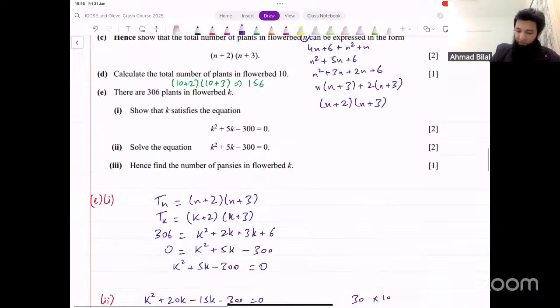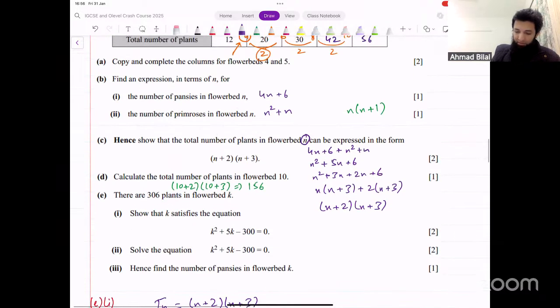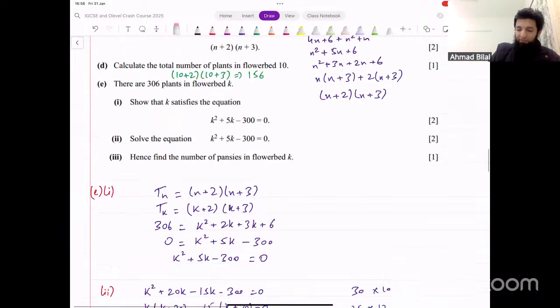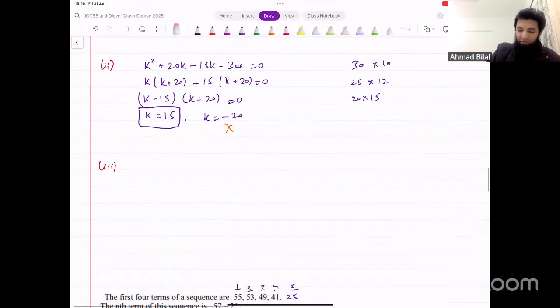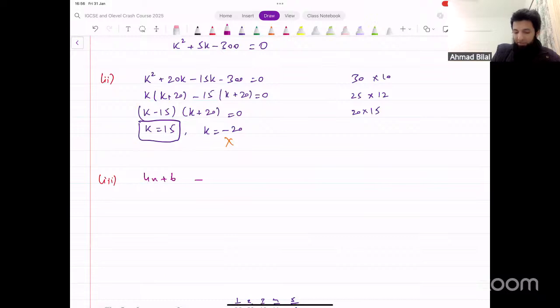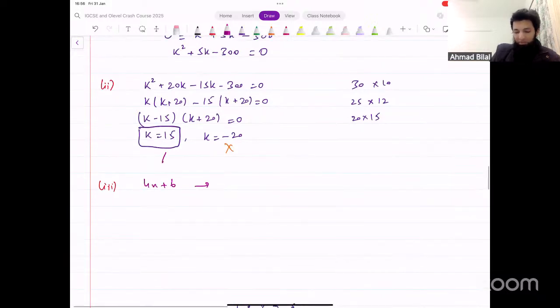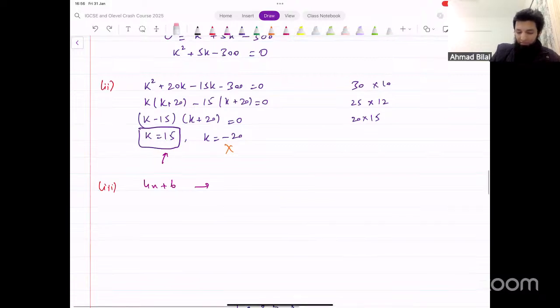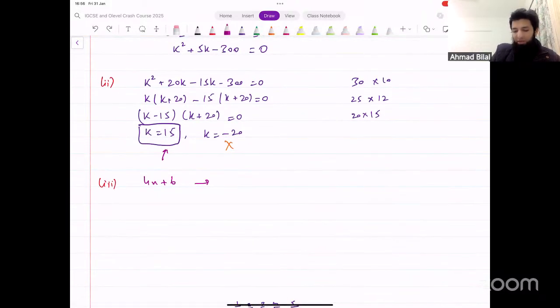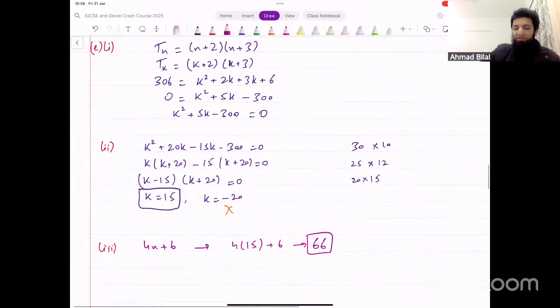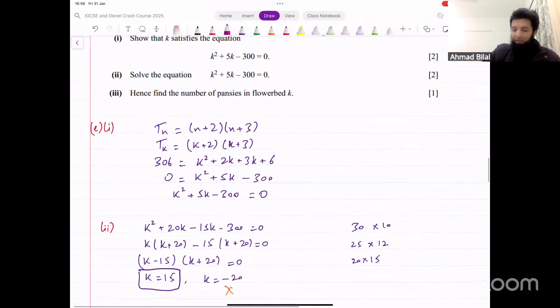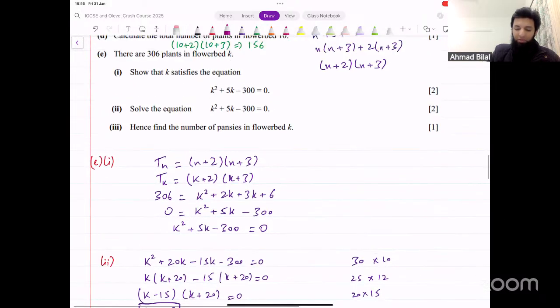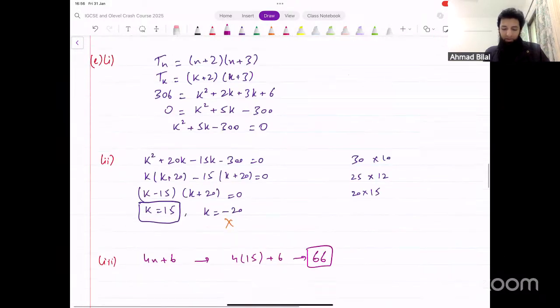We are looking for the number of pansies. Do we have an nth term formula for that here? Yes, we found that here, 4n plus 6 for the number of pansies in flower bed K. We found that formula above. That's 4n plus 6. All you have to do is input n equal to 15 in this case. And that should give you the number of pansies in flower bed K. What does that turn out to be? 4 times 15 plus 6, which is 66. That's the number of pansies. And then 306 minus 66 would be the number of the other type of plant.